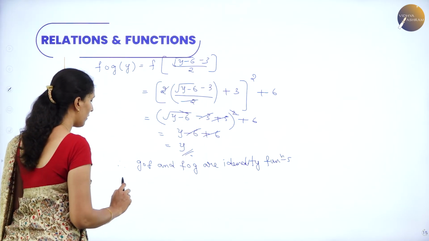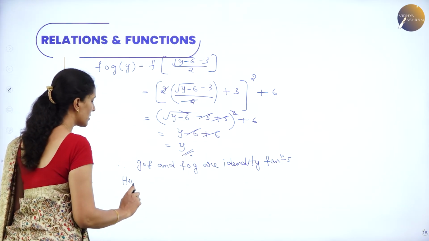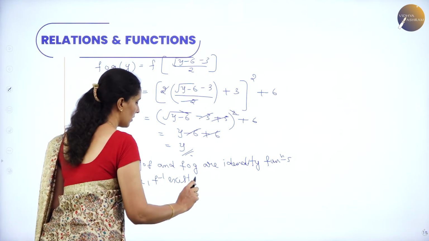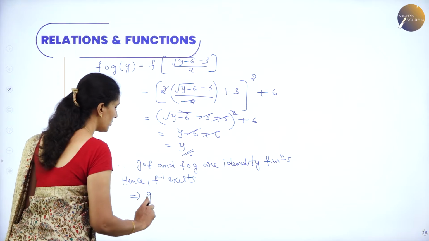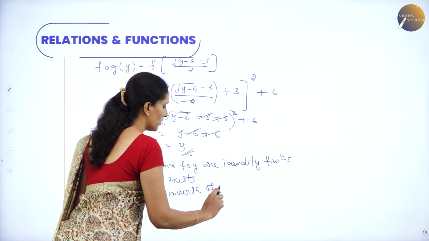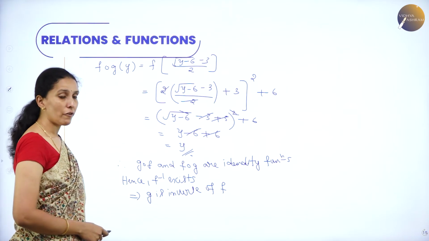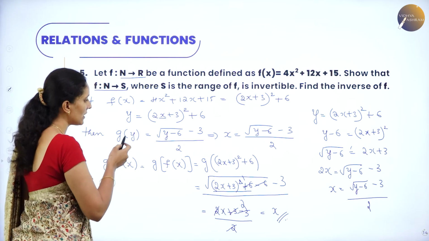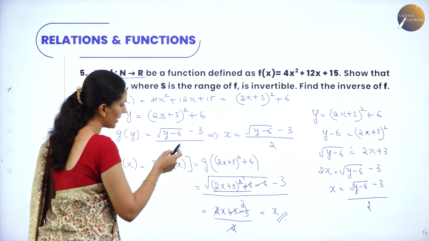So therefore, f inverse exists. This implies g is the inverse of f. So what is g? How is g defined? g is defined as root y minus 3. g is defined as root of y minus 6, minus 3, divided by 2.